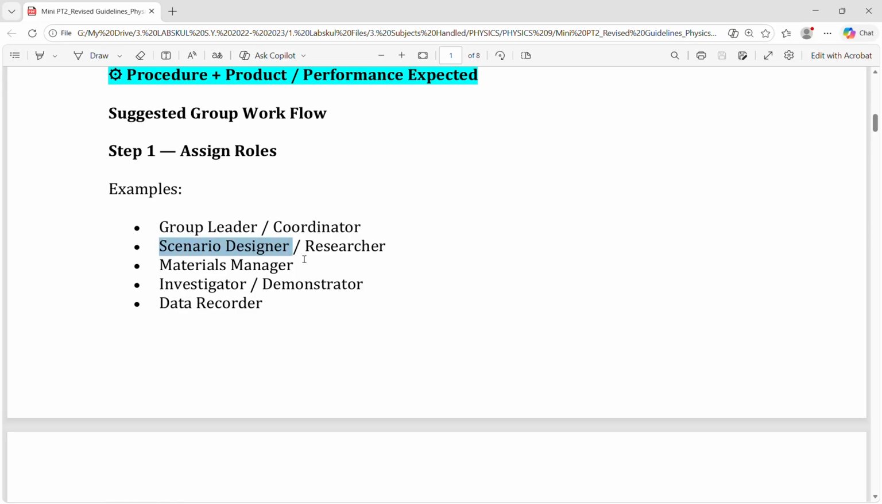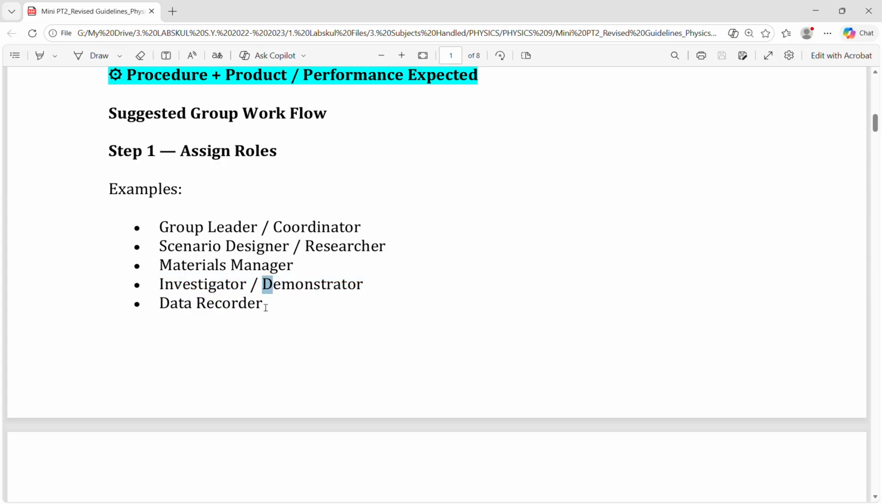Next is the scenario designer or researcher. It depends on you whether you assign just one. Jake's group decided earlier that every member of the group must design their own scenario, so they will meet later and decide which scenario to use. Then the materials manager, who looks for the materials needed for your scenario, and the investigator or demonstrator, who will demonstrate. That's why I will show a sample demonstration later, which you will see is very simple, not a long video that takes hours to make.